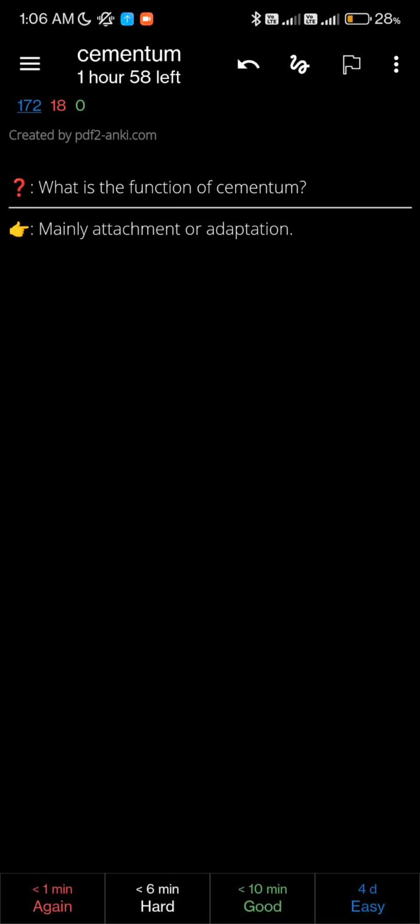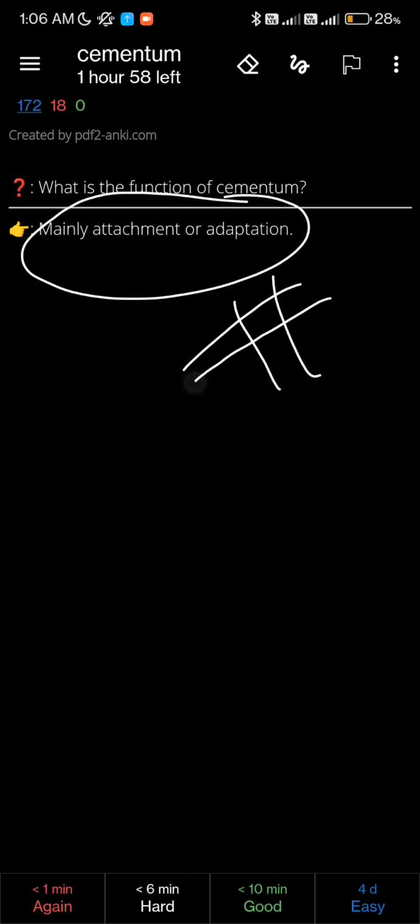What is the function of cementum? Cementum provides attachment for periodontal ligaments. They bind the teeth to alveolar bone with the help of periodontal ligament attachments. Mainly attachment or adaptation. That is the function of cementum.